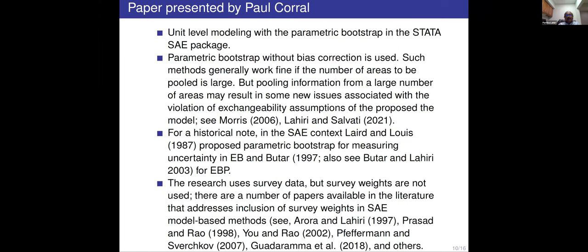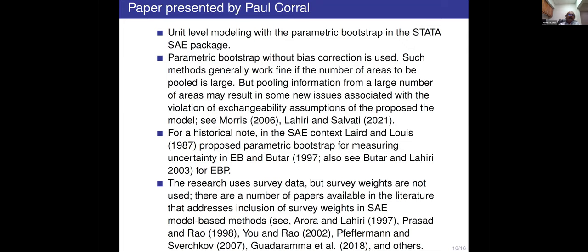And those of us who are in the university spent a lot of time thinking about this bias correction. But I think such a method generally works fine if the number of areas to be pooled is large. So there is no need for bias correction. But then if the number of areas is very large, that may pose another new issue, which is associated with the violation of the exchangeability assumption of the proposed model. For example, right now in the nested error model, we assume all the slopes are the same, right? And so that may be violated if you have a lot of small areas.